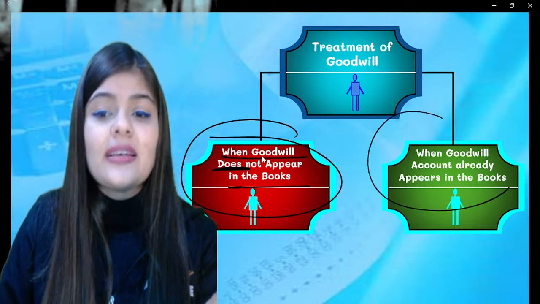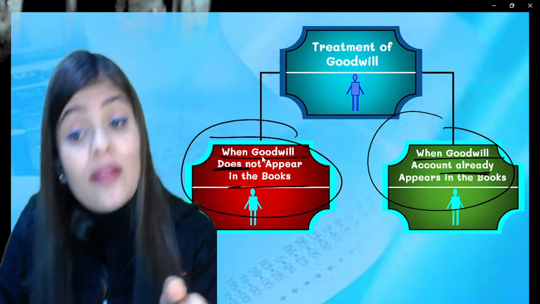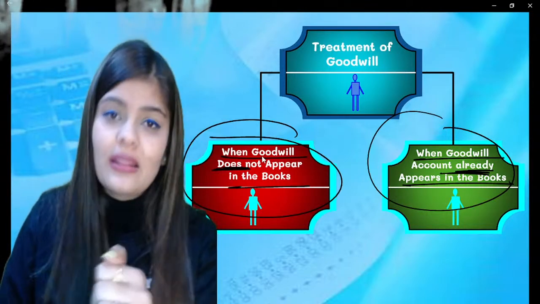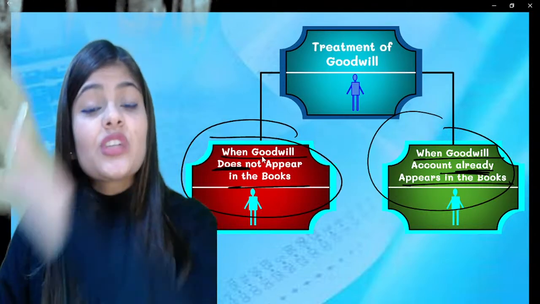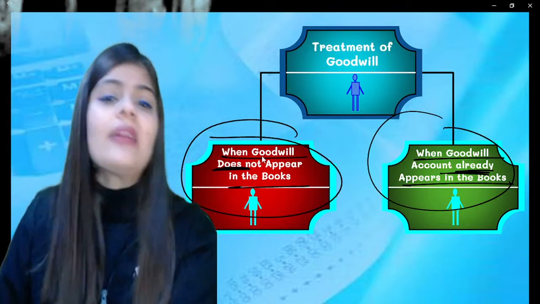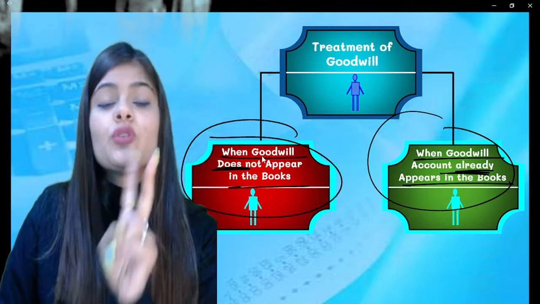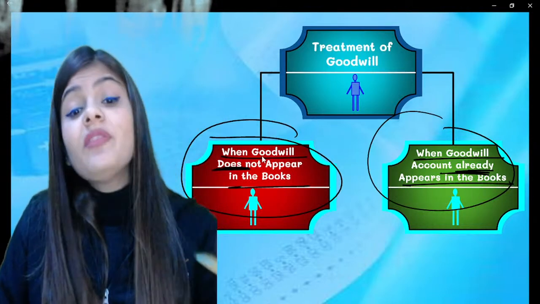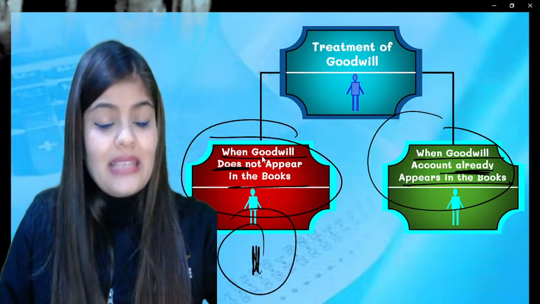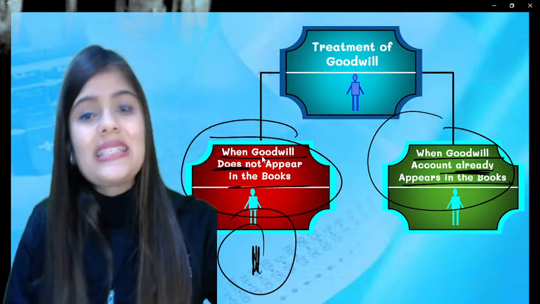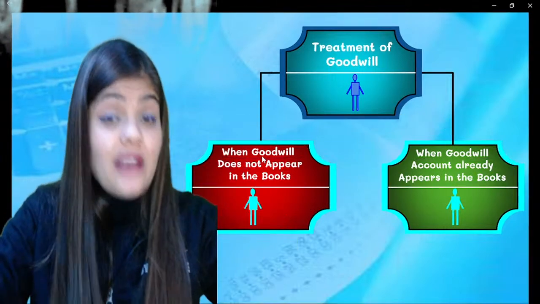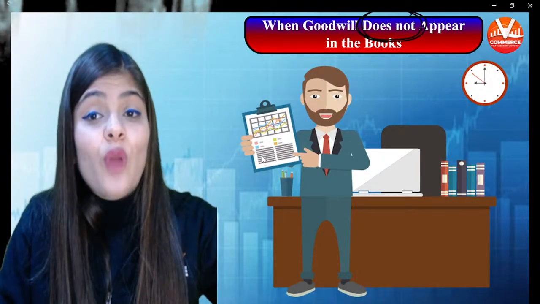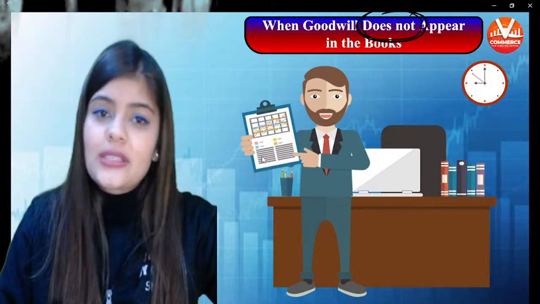The second case is when goodwill already appears in the books. Goodwill is appearing in the books. Goodwill आपकी balance sheet में already appear कर रही है. So these are the two cases we have to learn about. Now we will first talk about the first case and then we will come to the second one. The first case is when goodwill does not appear in the books.